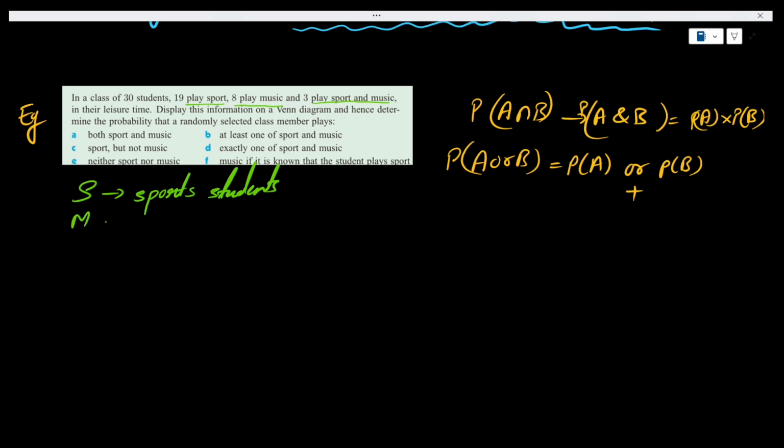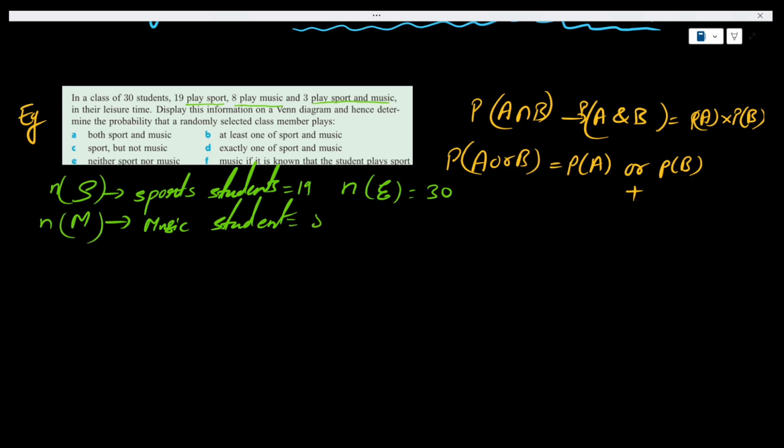And for music, first you have to define whatever you are taking, but generally they give you the Venn diagram and directly you can use it. Now these are the music students, right? What is the total here? Your universal set, the total number of elements: there are altogether 30 students. Now n(S), the number of students in sports, is 19 in total, and the number of students in music is 8.